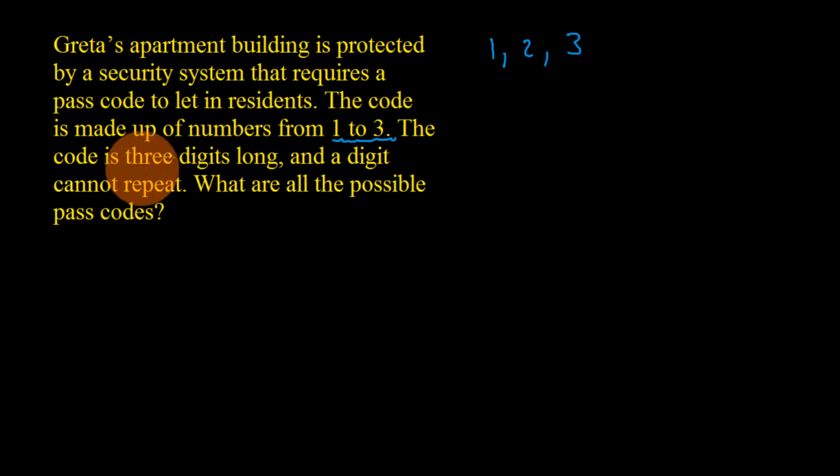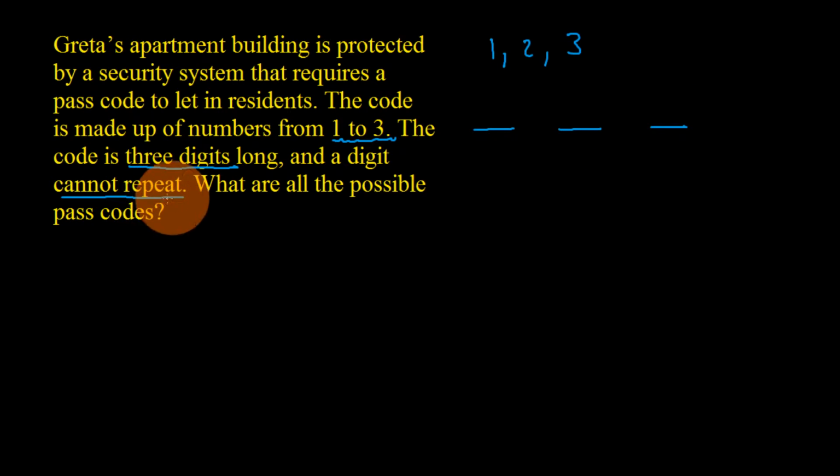Now let's read on. The code is 3 digits long and a digit cannot repeat. So we know the code is 3 digits long, and the digits cannot repeat. Okay, so this passcode can be 3 digits long. Let's go ahead and make 3 dashes to represent our 3-digit code. And we know numbers cannot repeat.